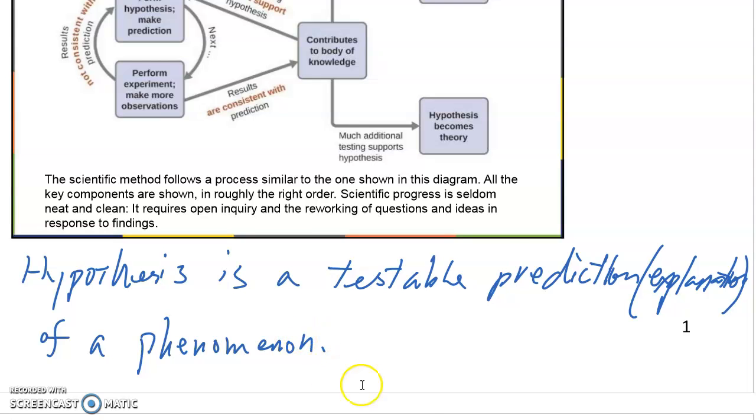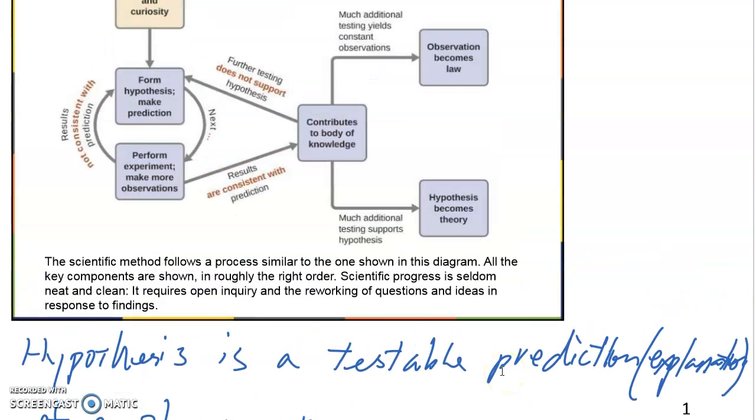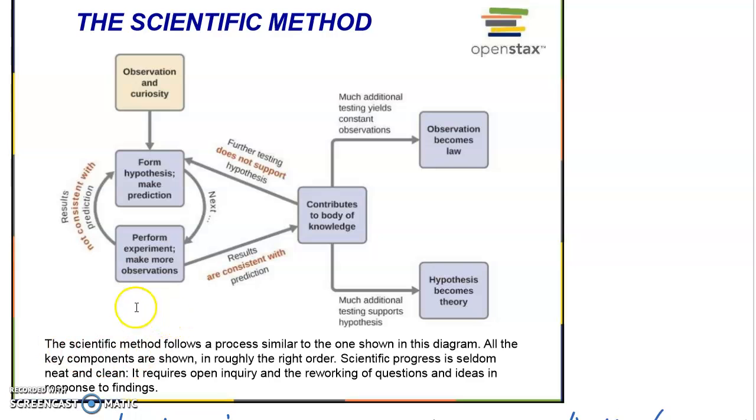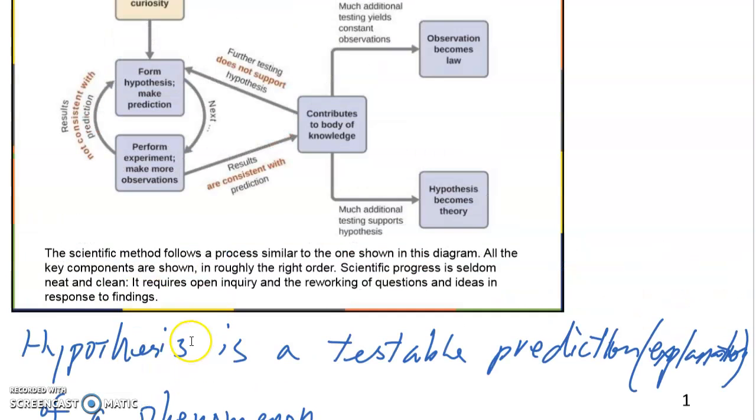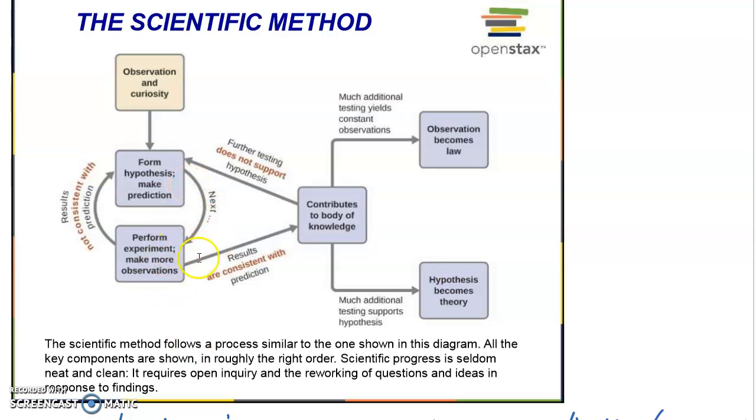Okay, so after that, what would that be? Then you will need to perform experiments to see if your prediction or explanation is right or wrong. After many times, you can either prove that it is right or it is wrong. And then we can come to a conclusion.